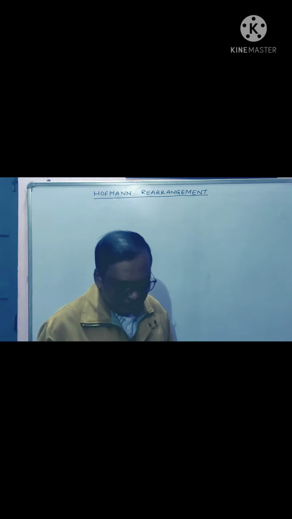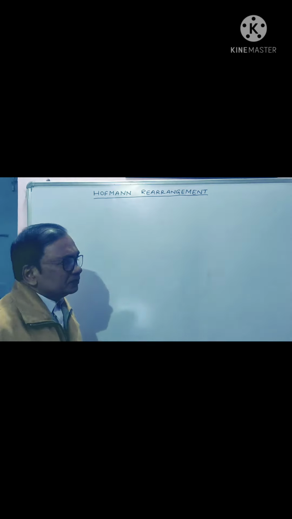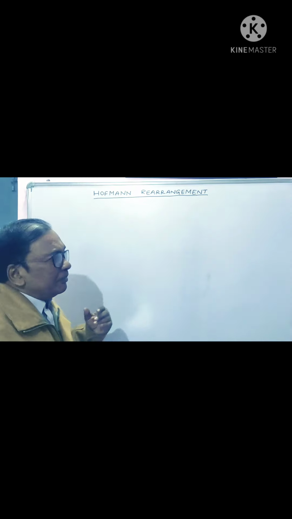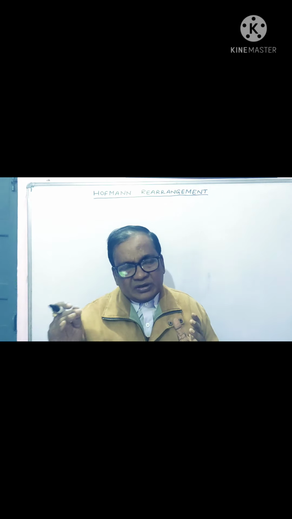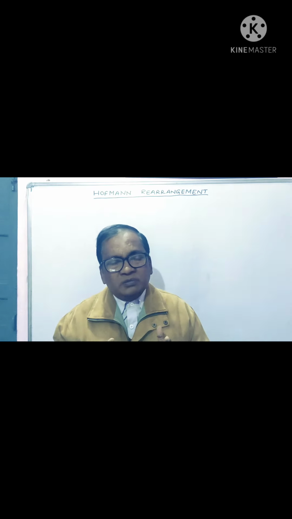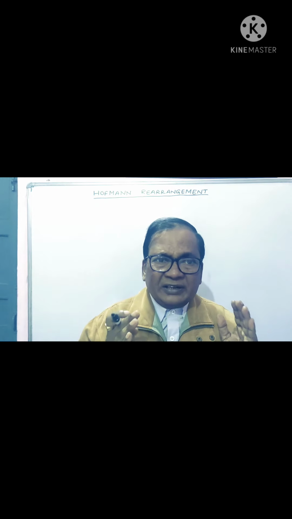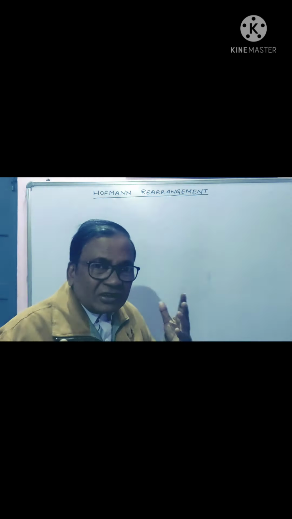Friends, today we will discuss Hofmann's rearrangement, or Hofmann's hypobromide rearrangement. Before we start, we will discuss 4 rearrangements in continuation, and all these 4 rearrangements involve electron deficient nitrogen called nitrene. Which are these 4 rearrangements?